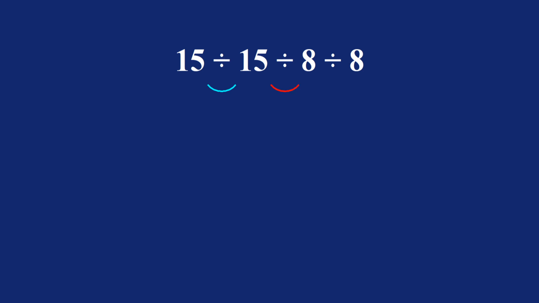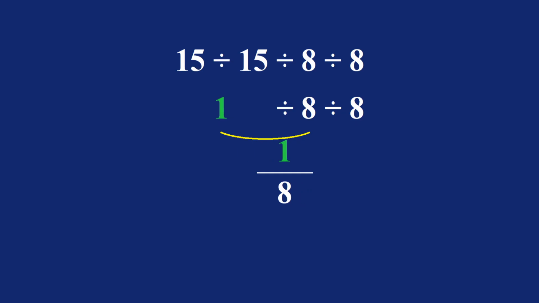division, and at last this division. So we have first this division, 15 divided by 15 equals 1. So we have 1 divided by 8 divided by 8, and we can write this part as 1 over 8 divided by 8. So we must keep the first fraction 1 over 8 and change division to multiplication times.